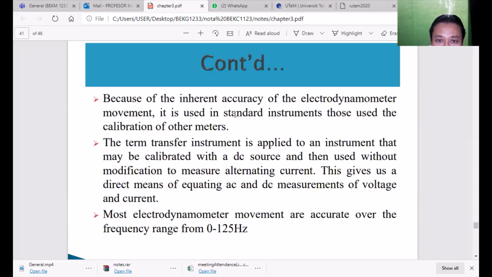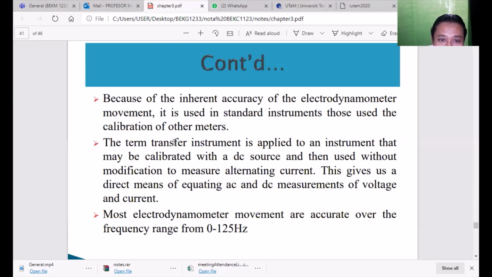So for example, before this, as the standard instrument we used the digital multimeter, but the electrodynamometer is more accurate, although it has a range, a frequency range, which I will explain after this. This electrodynamometer can also be used as a standard instrument to calibrate other meters, for example a DC meter or an AC meter. So you can use the electrodynamometer instead of the digital multimeter.